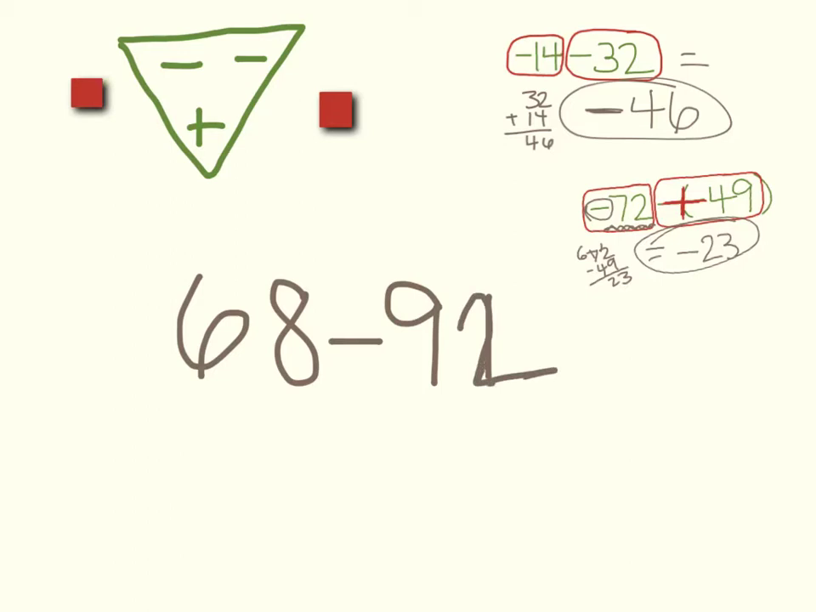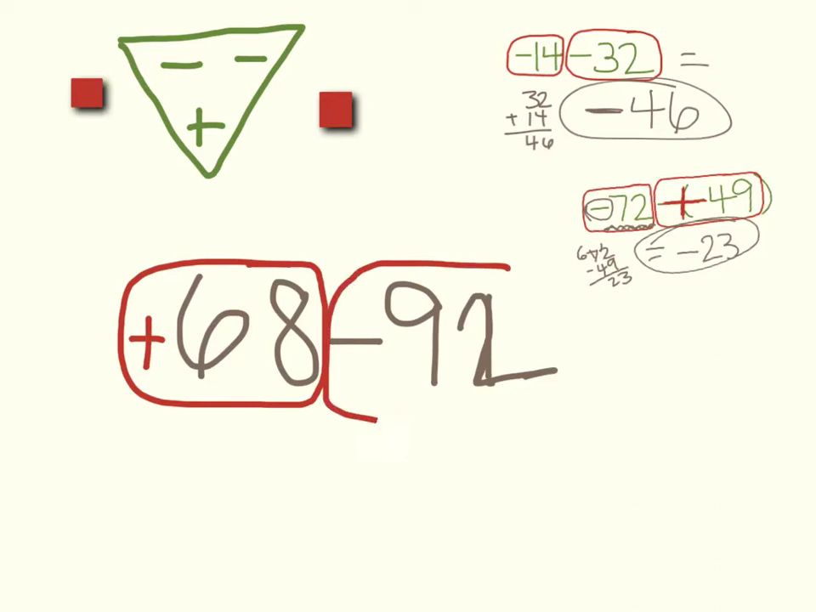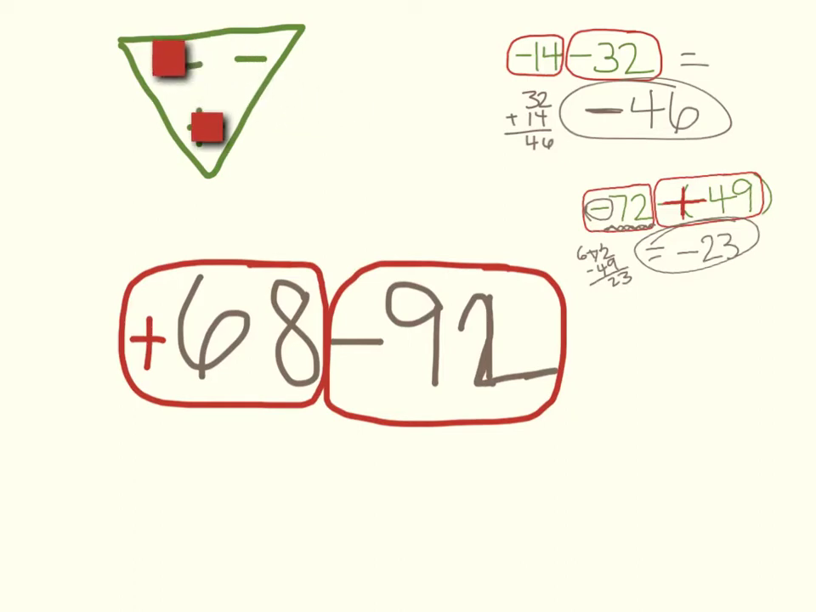Alright, so now I'm going to circle the signs in front of it. Now 68 doesn't have a sign in front of it, so we know that that's a plus sign, a positive number, and you know that naturally. And then I'm going to circle this one and the sign in front of it. So -42. So I have a positive 68 and a -92. So my fox face is telling me I need to subtract those two numbers.